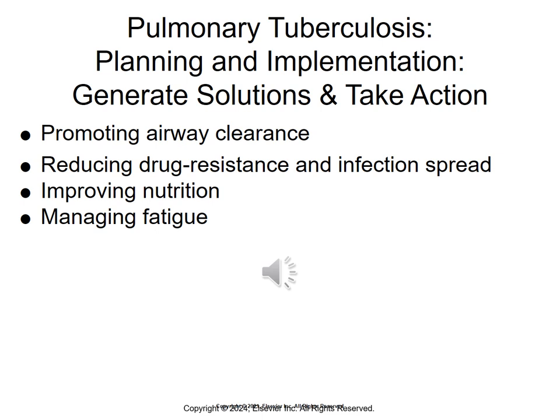We're going to promote airway clearance with our TB patients. Interventions to maintain a patient airway are similar to those for pneumonia and COPD that we've already discussed. You want to instruct your patient to drink plenty of fluids unless there's another comorbidity that's requiring a fluid restriction. Teach him or her to take deep breaths before coughing.